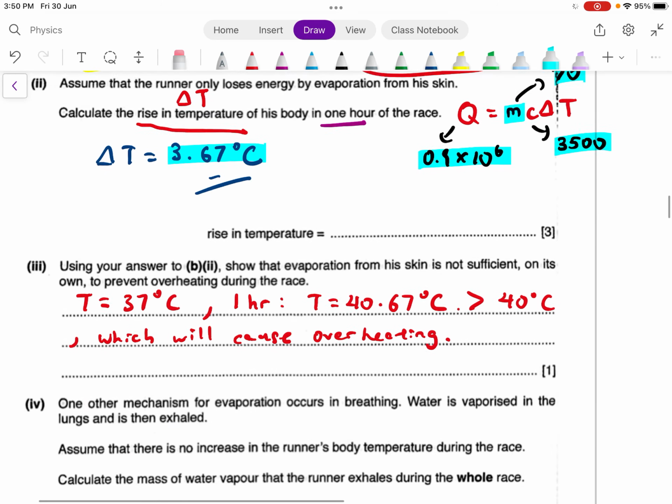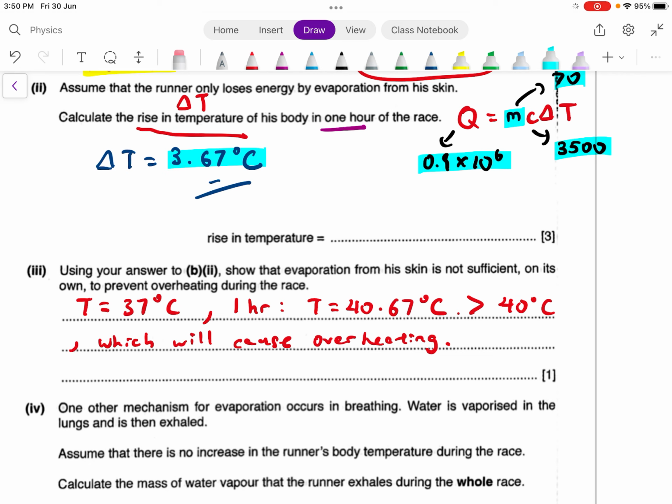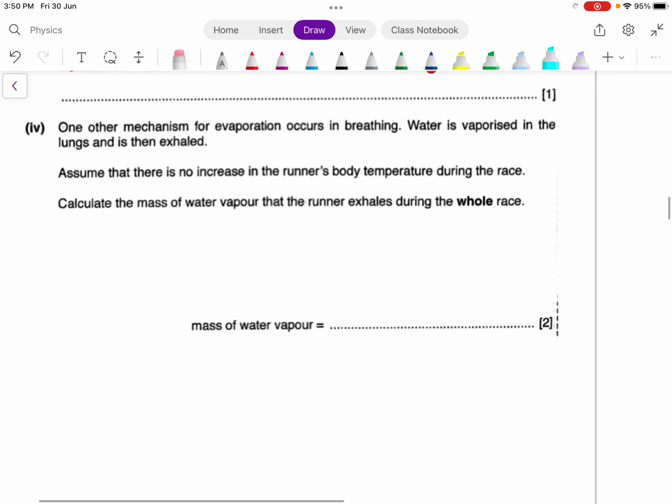Okay, part 3. Using your answer, show that the evaporation from skin is not sufficient to prevent overheating during the race. In 1 hour, your body temperature is roughly 40.67 degrees Celsius, which is already more than 40 degrees Celsius, which will cause overheating. Okay, part 4. One other mechanism of evaporation occurs in your breathing, where water is vaporized in the lung and then exhaled. The key thing about this question is the second statement.